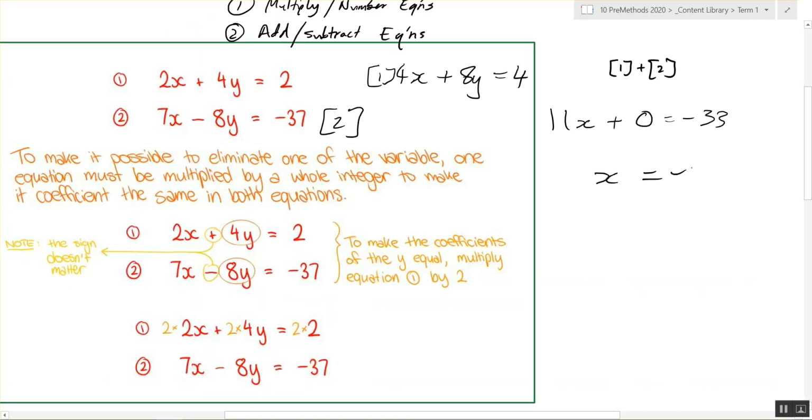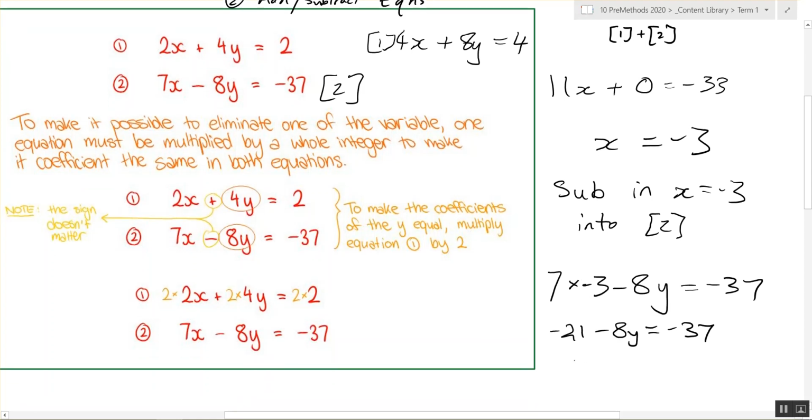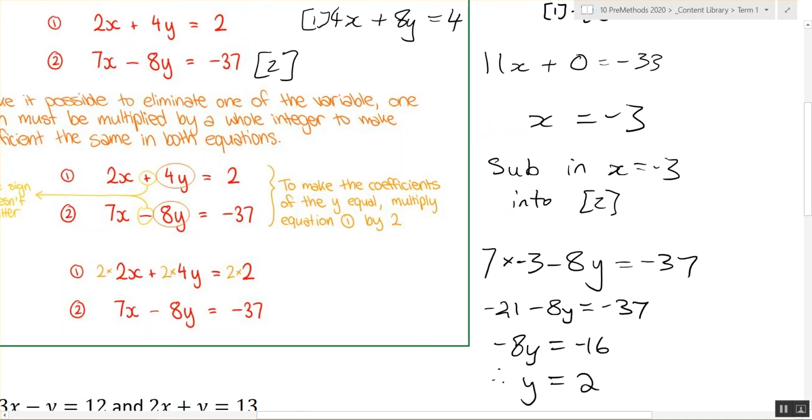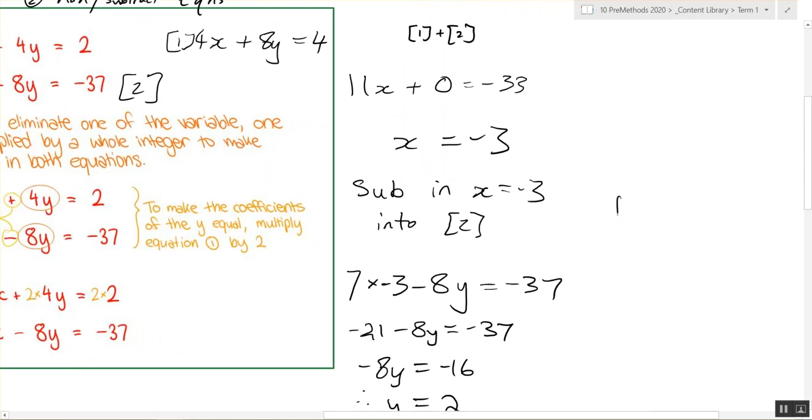Did everyone get x equals negative 3? Yes. So then you sub in the negative 3 to find the y. So you guys know the rest of it. So you write the solution and you check. You guys happy with that? Bit of a different method.